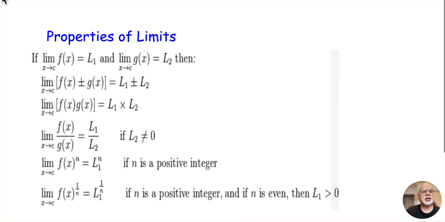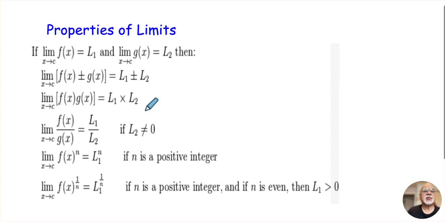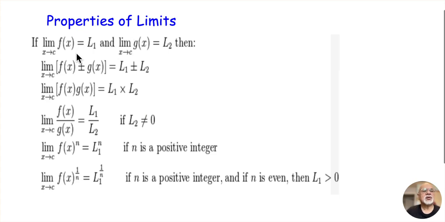Now, to fully understand how limits work, one needs to know some of the properties of limits. The idea of a limit is what some function approaches as the variable approaches various values. So in all of these examples, x is approaching c. If the limit of f of x as x approaches c is some number L1, and the limit of g of x as x approaches c is some other number L2, then the following limit properties hold. Namely, the limit of a sum or difference is simply the sum or difference of the limits.